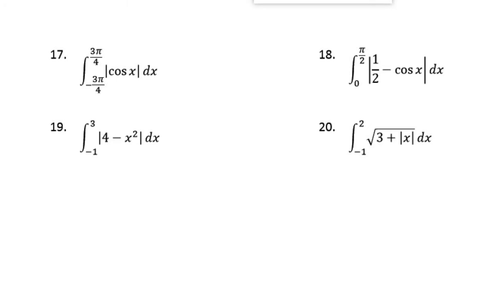Okay, Bismillah, let us do more questions relating to definite integral with an absolute value. So let us do question number 17, 18, 19, and 20 taken from your workbook, page 210. Okay, let's do it together.